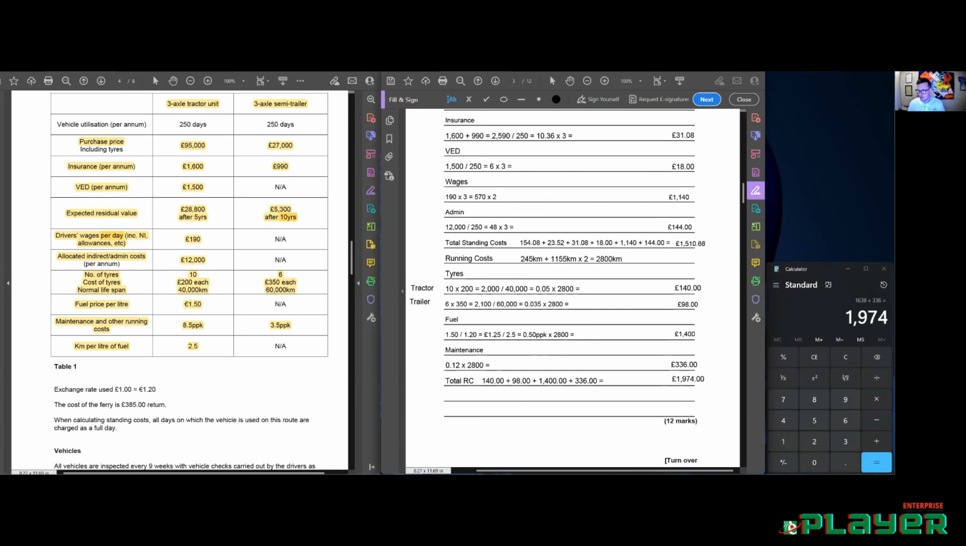Okay, so the only other thing I've got in this, and I always put it in at the bottom, is other costs. The only other cost we've got in this case is right there, which is our ferry. And it tells us that the ferry is £385. And it tells us that it's the return trip as well. So we've only got to do it once. So in this case, we'll put in ferry at 350. So the total there will be £350.